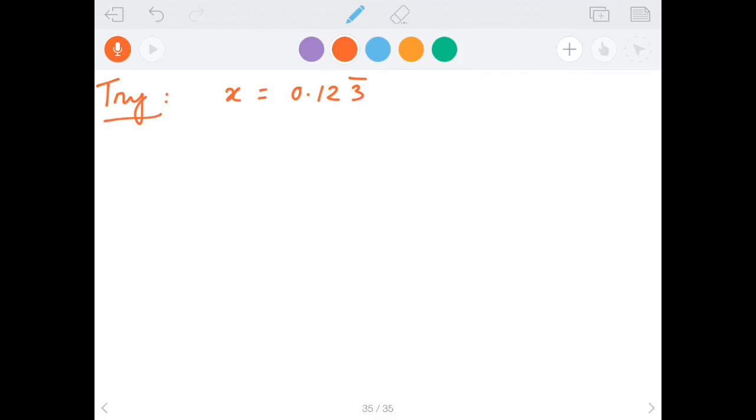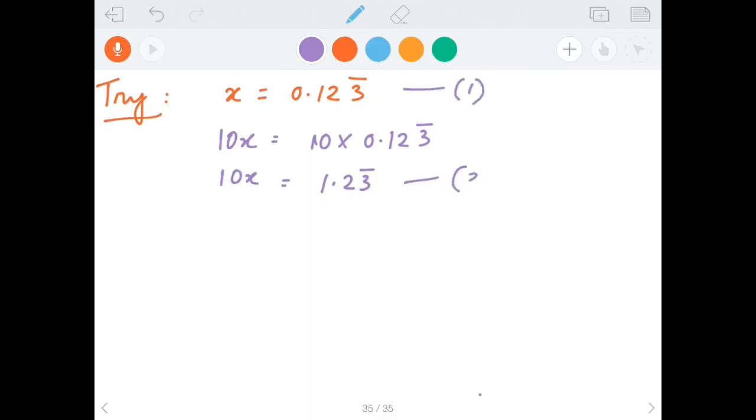So I shall begin doing this right now. Since there's one number under the bar, I'm going to begin by writing 10x equal to 10 into 0.123 bar, which is going to be 1.23, and the bar continues to be on that single digit that we've listed. That's equation 1 for me, that's equation 2 for me, and I'm going to subtract both.